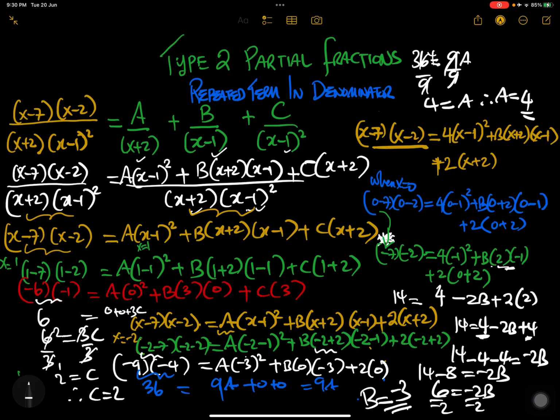Once we have that, we come and plug them here. We know our a here is 4, and we know our b is negative 3, and our c was 2. So when you are able to discover what the variables are, it means that we are done with breaking down the rational function into partial fractions.